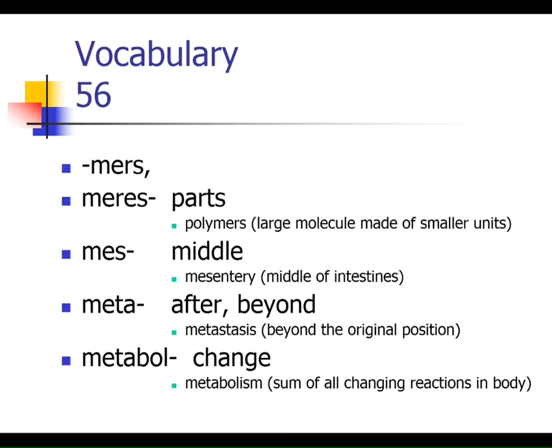We know it's a part of the muscle, a polymer, something made up of many parts. So mir or mer, parts. Mes, in the middle. When we get to the digestive system in a couple of weeks and you're dissecting the fetal pigs, you'll see the mesentery. That's this layer of tissue kind of in the middle of the intestines.